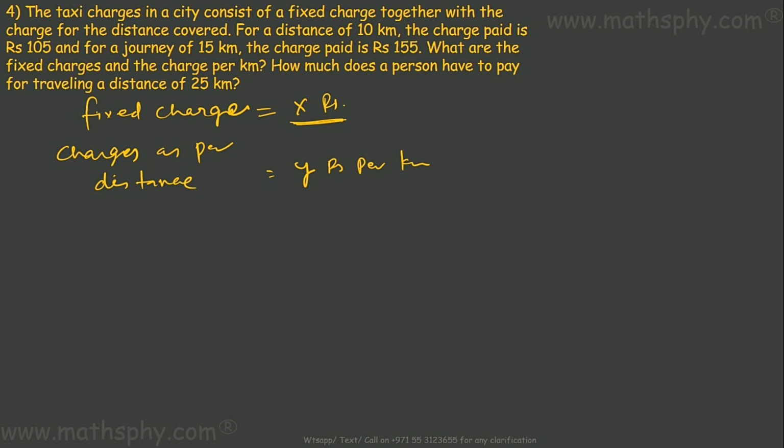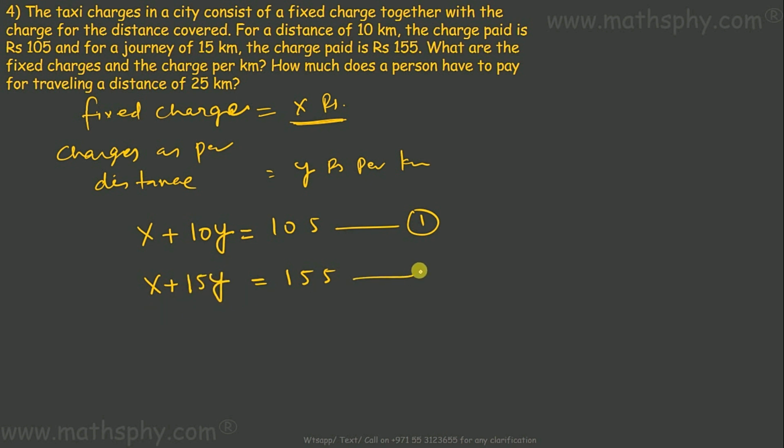Now, it says for a distance of 10 kilometers, the charge paid is 105. Means this 105 has fixed charge, which is X rupees, and it has charge for a distance also, which is 10 kilometers. Those 10 kilometers will be charged Y rupees per kilometer, means plus 10 kilometers at the rate of Y rupees per kilometer. So that's my first equation. Second equation is, for a journey of 15 kilometers, the charge paid was 155, which includes fixed charge plus charges for 15 kilometers at the rate of Y rupees per kilometer. That's my second equation. Now I have two equations. I can easily solve them.